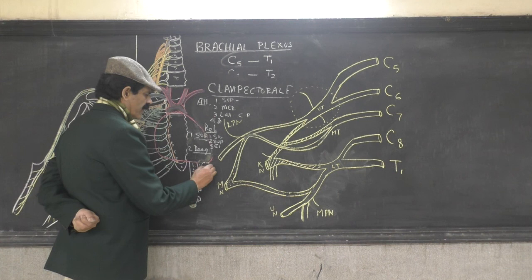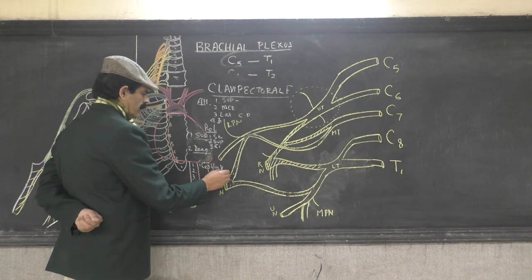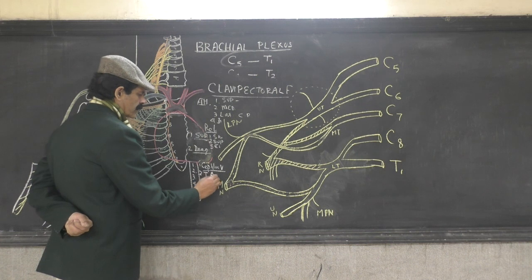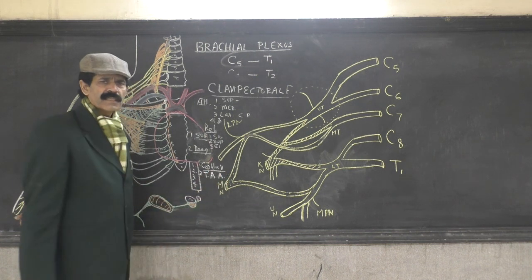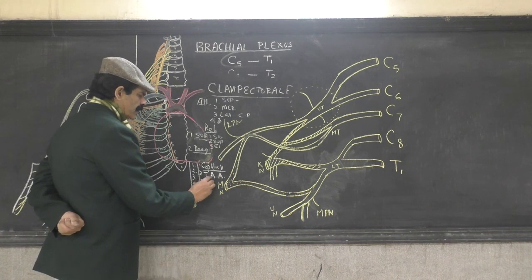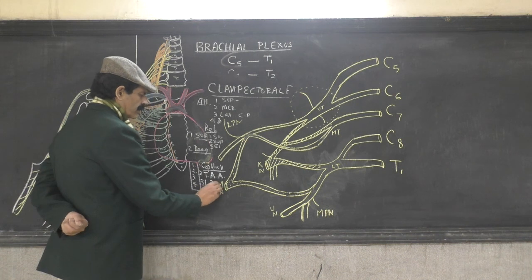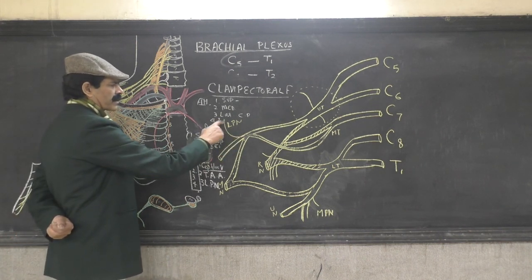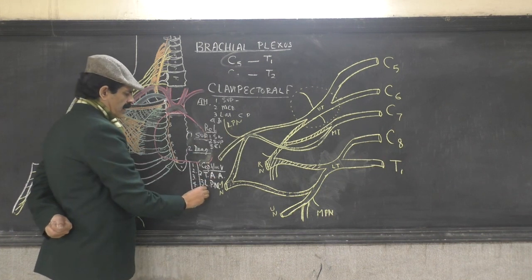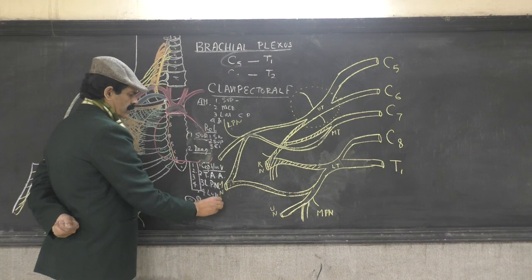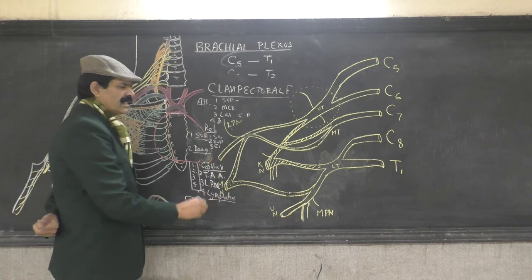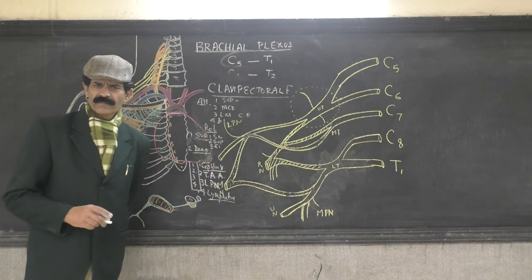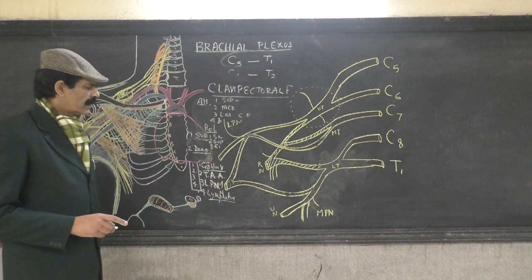Number one is the cephalic vein. The cephalic vein pierces it. Second is the thoracoacromial artery. The thoracoacromial artery pierces it. Third, it is pierced by the lateral pectoral nerve, which we have seen is a branch of the lateral cord of the brachial plexus. And last are the lymphatics. So you have to remember these four structures: one artery, one vein, one nerve and lymphatics. The nerve is the lateral pectoral nerve.